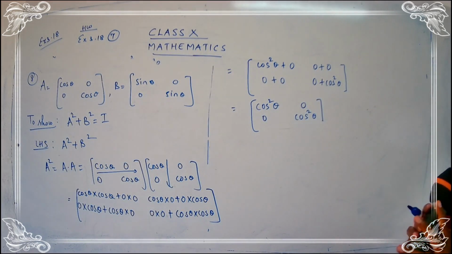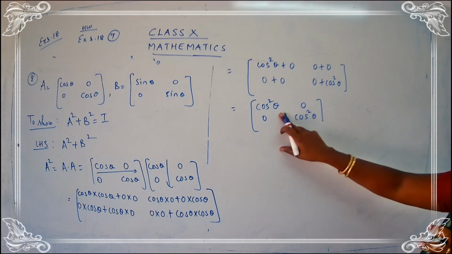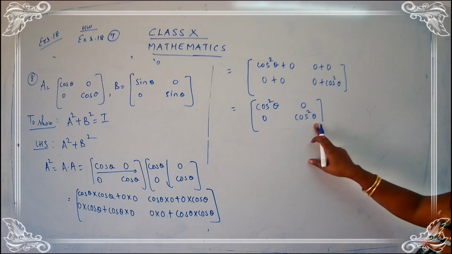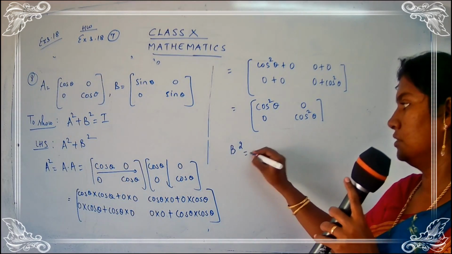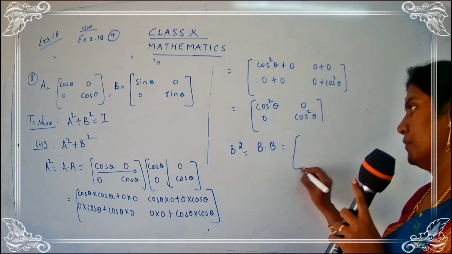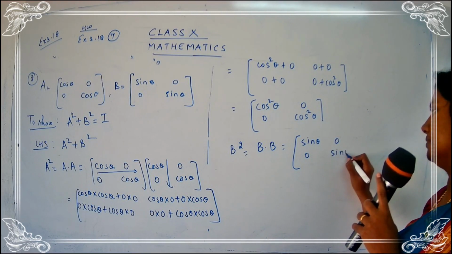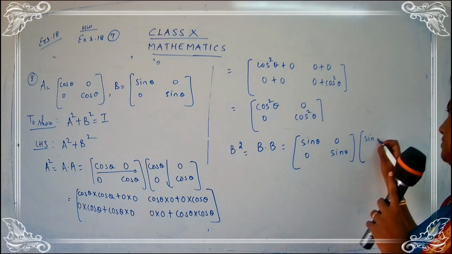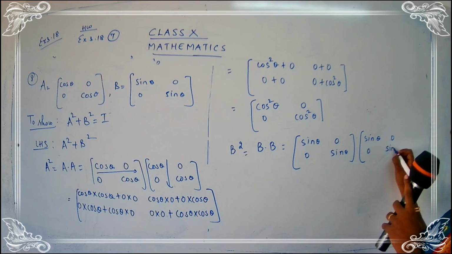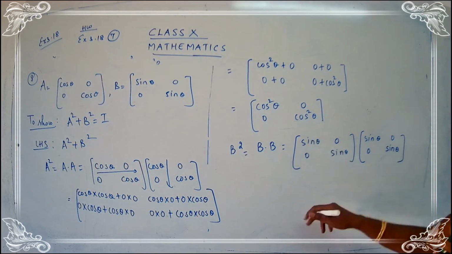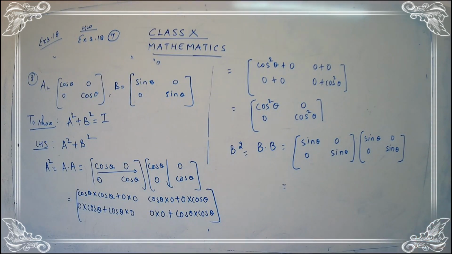So I have found a square. What is the answer for a square? Cos square theta, 0, 0, cos square theta. Come on, find for b square, children. So b square is b into b. What is b? Sin theta 0, 0, sin theta. Okay. Come on, go with the calculation. I just give you some time. Find out the answer, children. Do not waste your time. Find out the work.